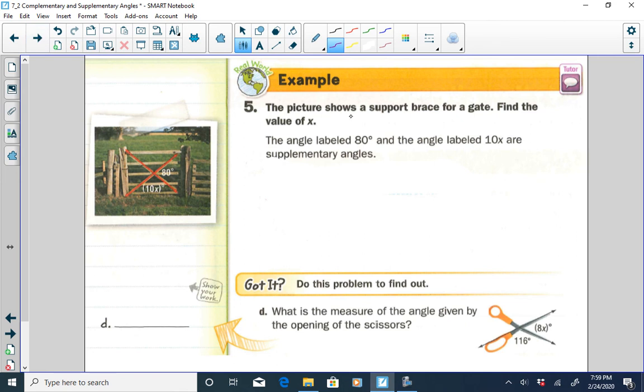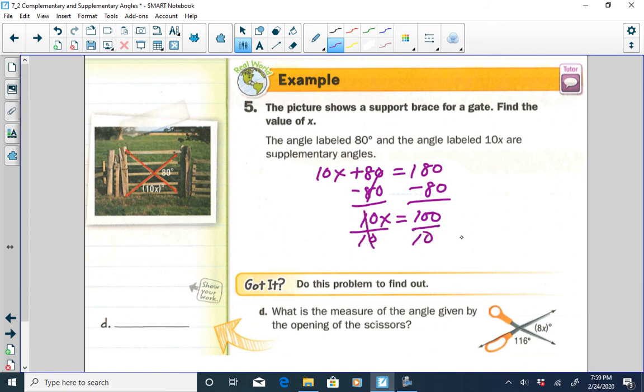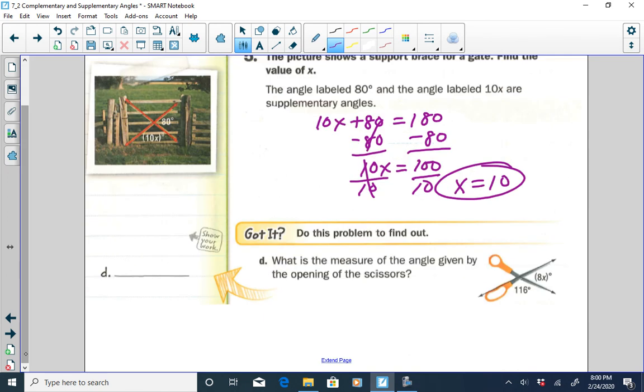This next example, the picture shows a support brace for a gate. Find the value of x. The angle labeled 80 degrees and the angle labeled 10x are supplementary. Supplementary means they'd have to have a sum of 180. So I write that. 10x plus the 80 have to have a sum of 180. Right? To find x, we subtract 80 from both sides of the equation. We wind up with 10x is going to be equal to 100. When we divide by 10 on both sides of that equation, x is going to be equal to 10.